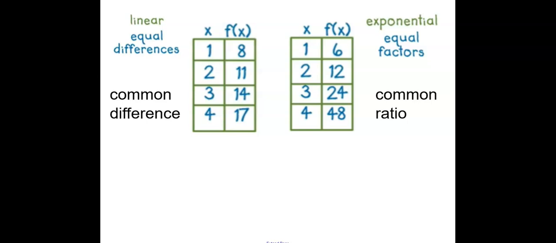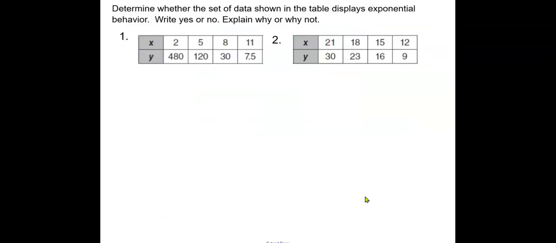So let's recap. A linear function will have equal differences, also known as a common difference, and an exponential function will have equal factors, also known as a common ratio. Sometimes when you're given a table, it's difficult to determine using mental math whether it's linear or exponential.